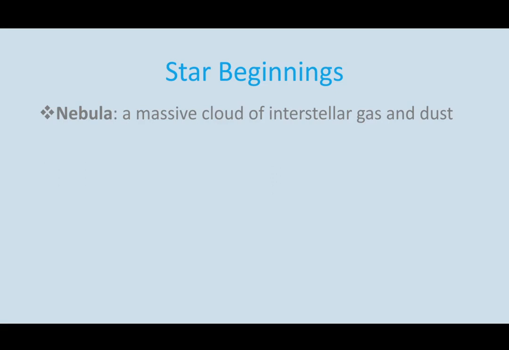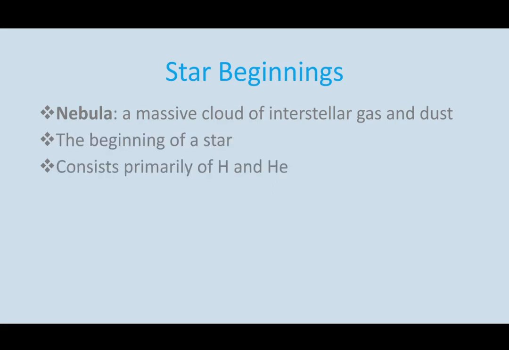In this lesson, we're going to be looking at a quick overview of the life cycle of stars. So, the star beginnings. Basically, we start with a nebula, which is a massive cloud of interstellar gas and dust. And this is basically the beginning of a star. It consists primarily of hydrogen and helium. Those are the two main gases that you would find in the nebula.